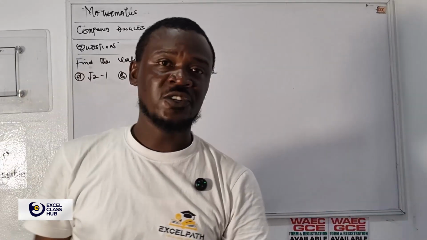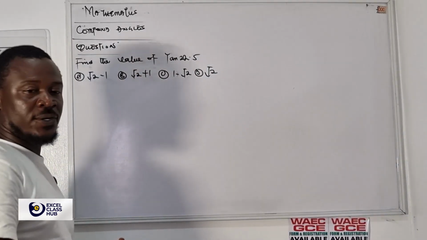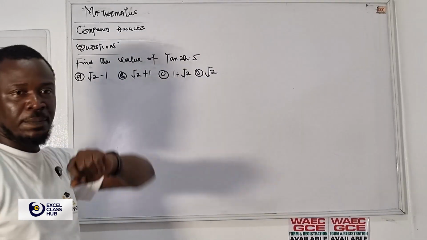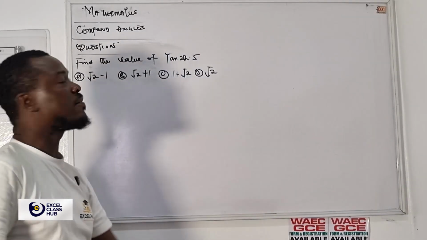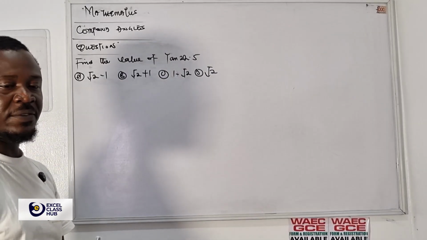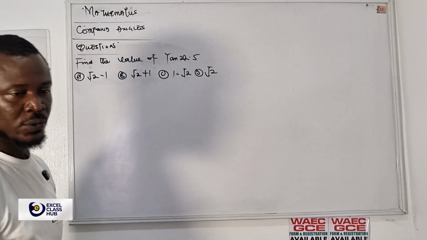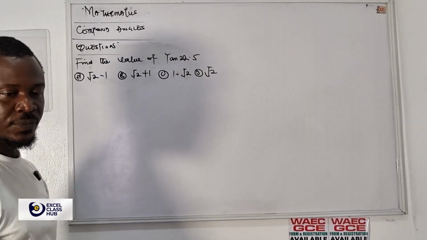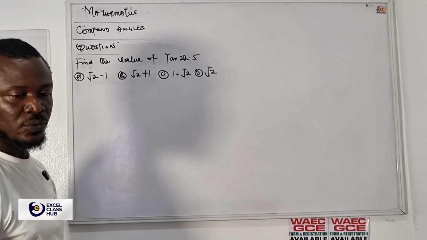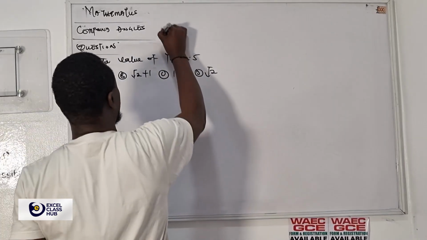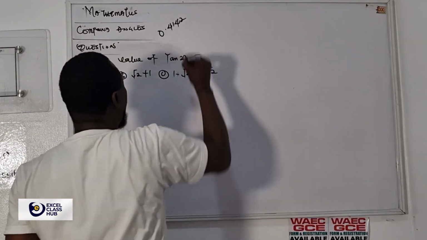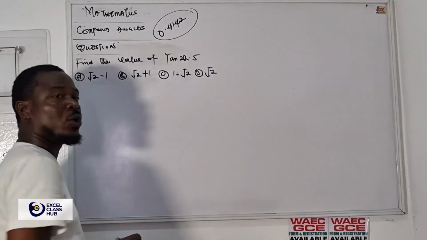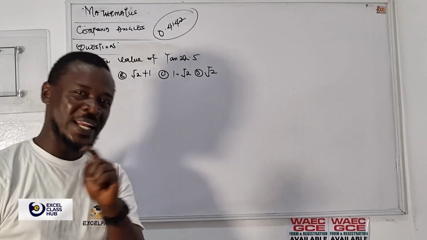Let's assume that you are given a calculator on the day of your exam to find the value of tan 22.5. Please help me out. Press tan 22.5 on your calculator. It gives 0.4142. That means if you are allowed to use a calculator, pressing tan 22.5 gives you 0.4142.